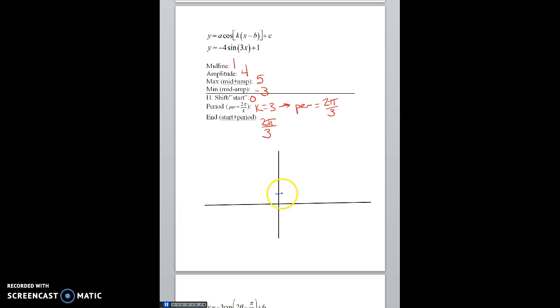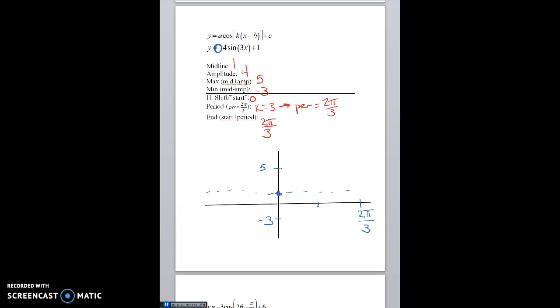Okay, so let's graph some of that. Start with the midline. It's at 1. The maximum is at 5. The minimum is going to be at -3. This is a sine cycle, so it's going to start at the midline. Because there's a negative out front, it's going to go down first. So the cycle ends at 2 pi over 3.